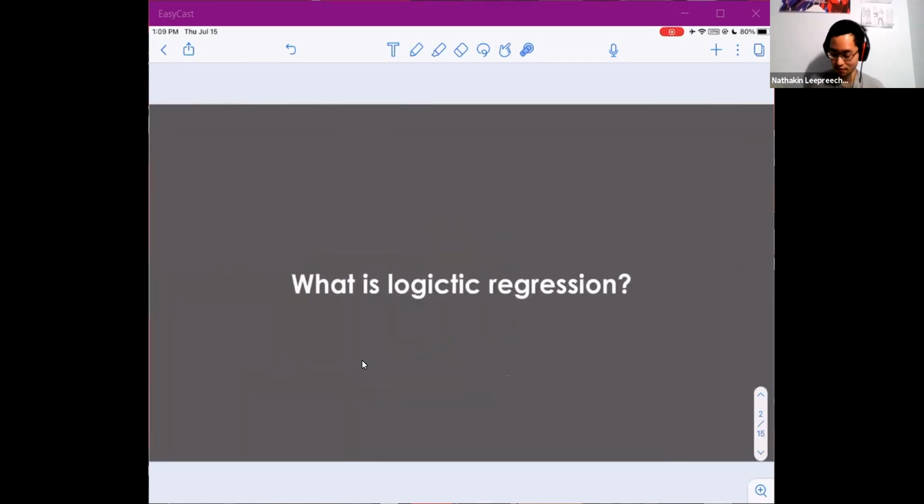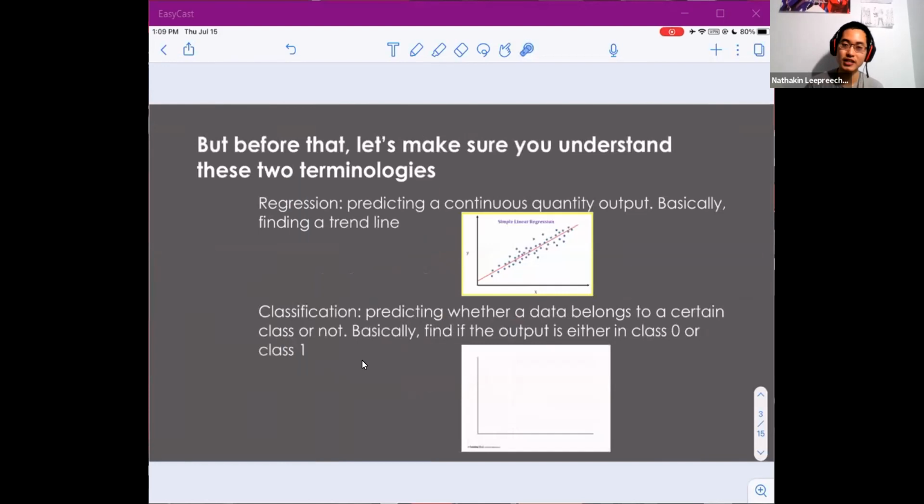So logistic regression, what is it? But before that, let's make sure that you understand these two terms. What we learned so far is linear regression. Linear is a line, right? Linear regression is basically finding the trend line, and you predict a continuous quantity output by finding the trend line. When you have all the data sets, you try to draw the regression line, the best fit line to capture every data point. That's regression.